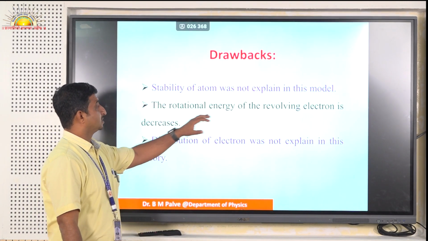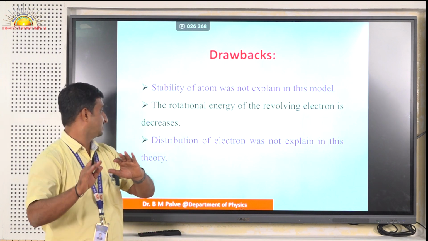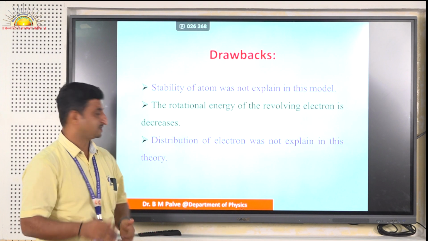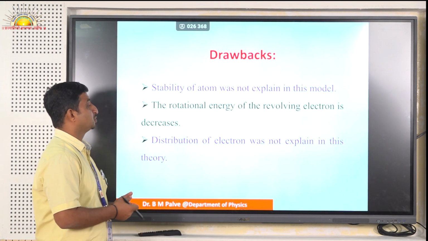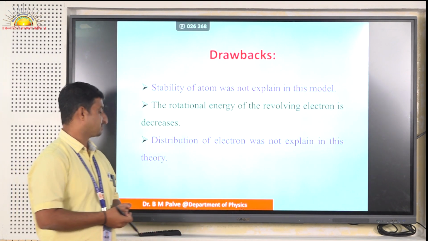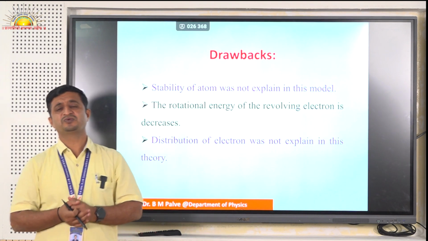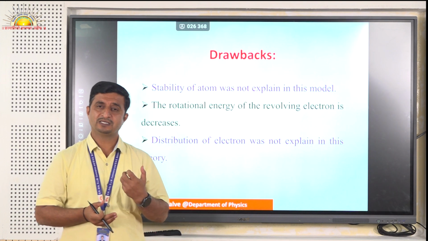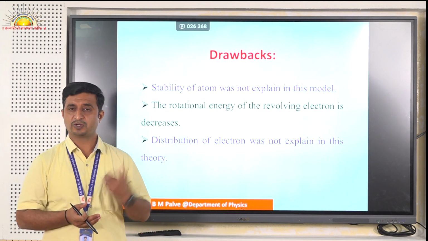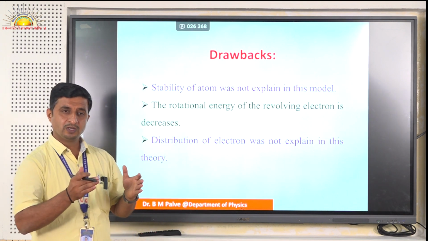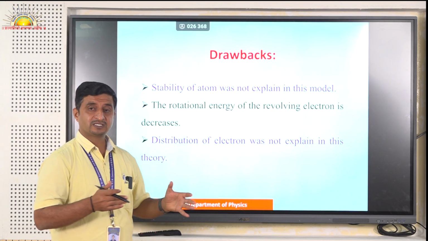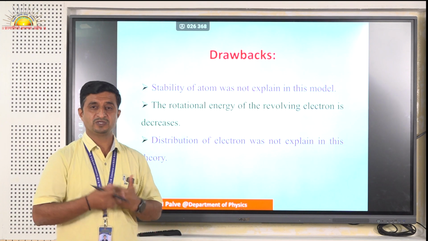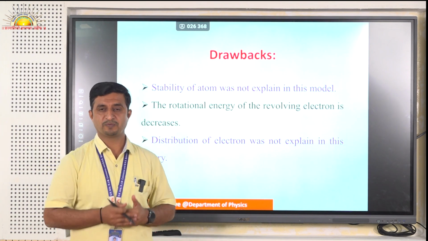The rotational energy of the revolving electron decreases, so there is a possibility the electron can collapse inside the atom. And the last one is that the distribution of electrons was not explained in this theory. The scientist Rutherford, who discovered the nucleus, got the Nobel Prize in 1908 because of this discovery. Due to these drawbacks, the scientist Niels Bohr overcame them. In the next lecture we will discuss Bohr's atomic model. Thank you.